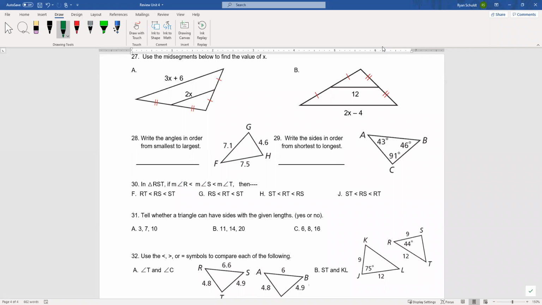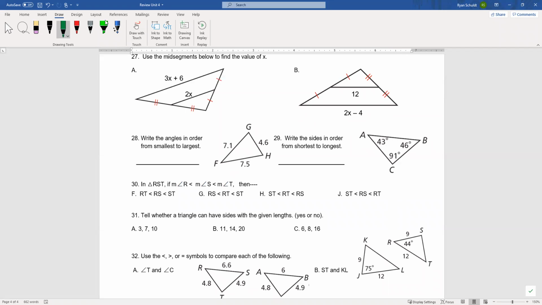Okay, so for number 27, we're going to use the mid-segments to find the value of x. Now, just like we saw on 26, remember the mid-segment is half of the side it's parallel to. Or you could say 2 times the mid-segment is equal to the side it's parallel to. However you want to say it.